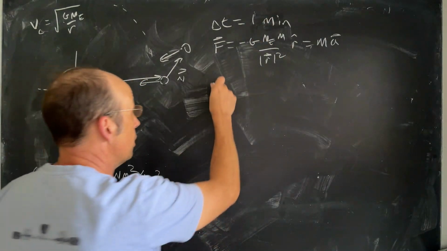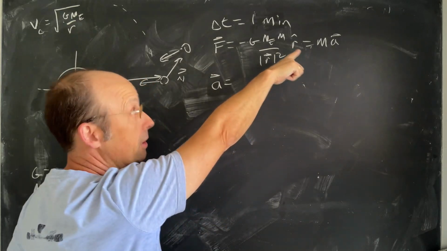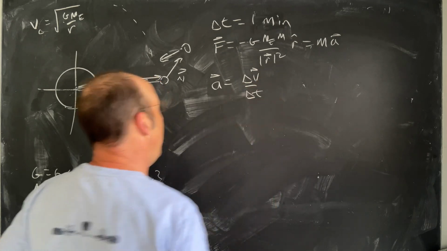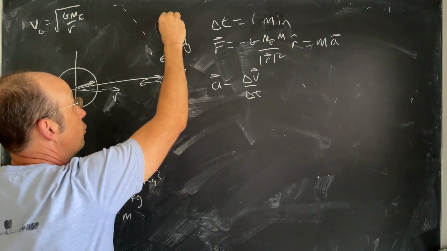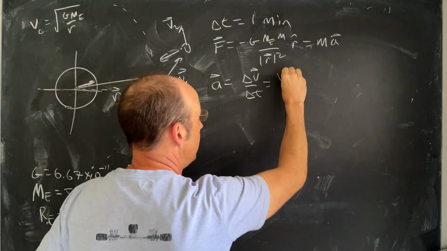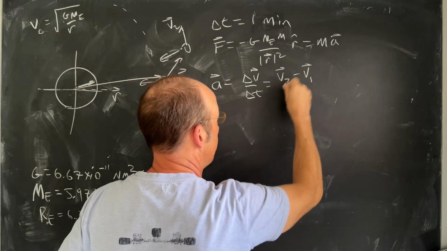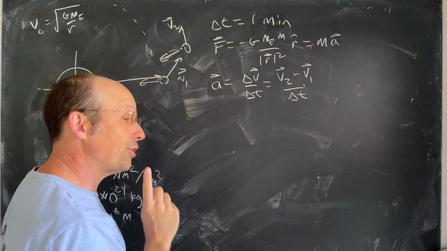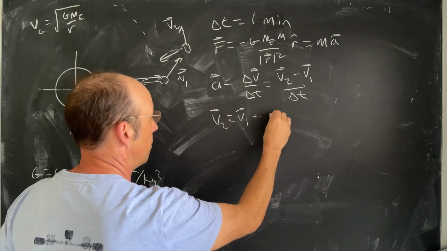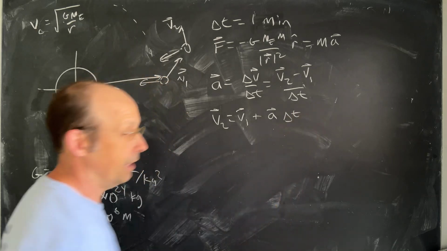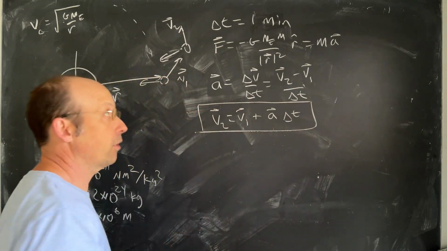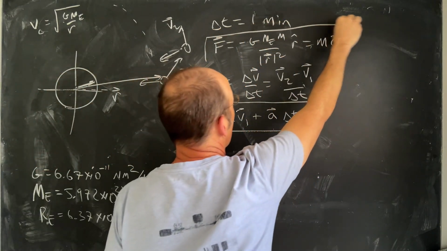Now with that acceleration, I can assume that acceleration is constant over my short time interval. That's going to be the change in velocity with respect to time. Let's call this v1, and let's call this new velocity v2, as vectors. I can write the change in velocity as v2 minus v1 over delta t. If I solve that for v2, I get v2 equals v1 plus a delta t. There is another way to do this using momentum, but I'm going to do it this way for now. This is an important equation.